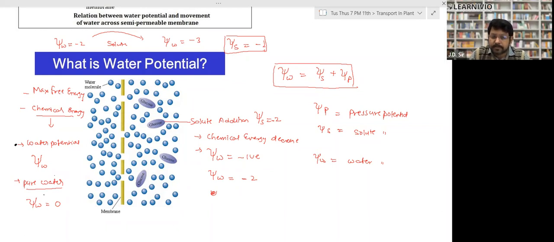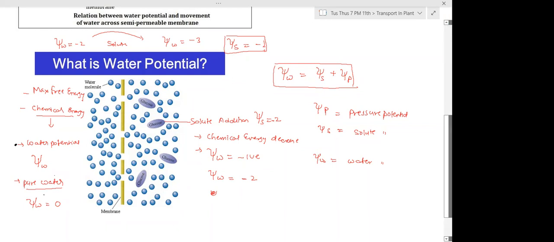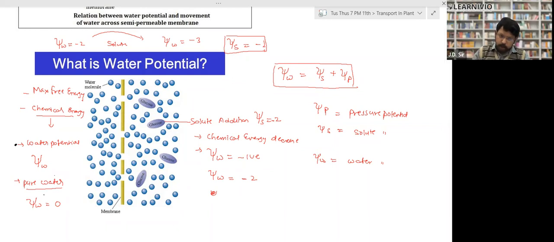Yes, I said that the water potential is the maximum free energy of a water molecule, or we can say this is the chemical energy of the water molecule, right? So that is called water potential. And for pure water, water potential is 0, right? So what will happen when we add a solute to it? Suppose that in pure water I have added glucose. The free energy of the water will decrease, so water potential will decrease. If it decreases from 0, what will happen? It will become negative. Is it clear or not?